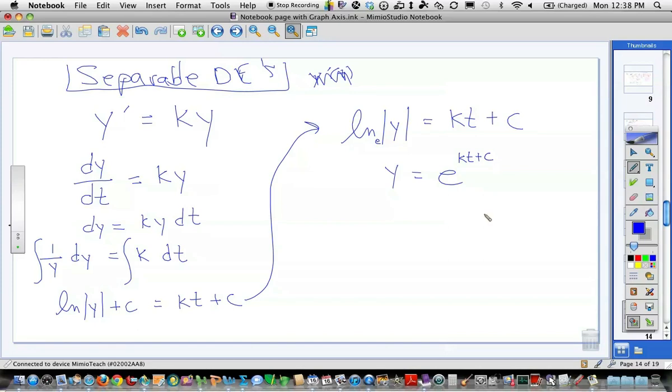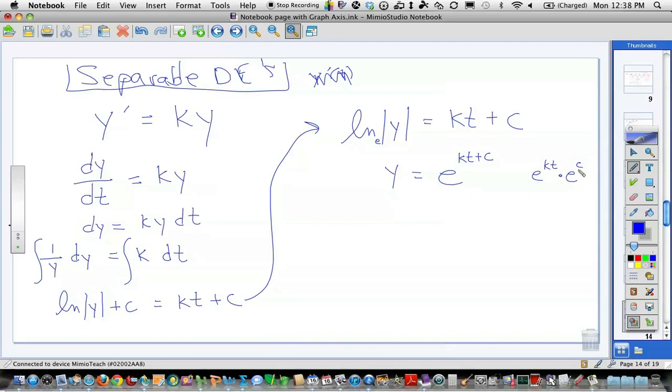Now this doesn't look like what we thought it would. We thought it was going to be a e to the kt. Well, it turns out that this kt plus c in the power, let me write this and see if you believe me. You guys will probably believe me. Probably won't argue too much. But isn't this true right here?